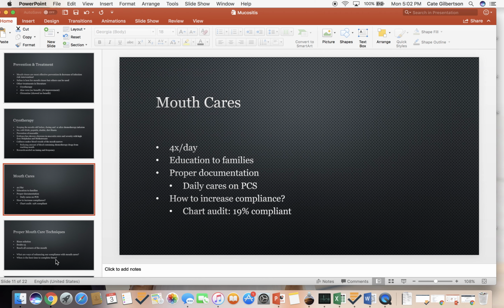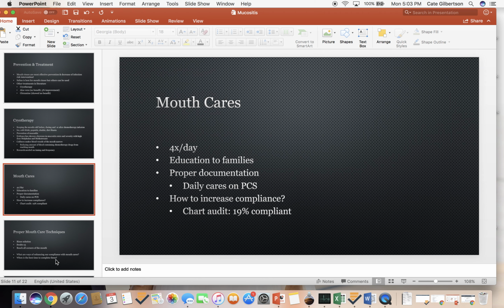We want them to think of these mouth cares as simply as they do washing their hands. It's something they would never not do. We want them to think of mouth cares the same way, that we always do 4 times a day. We're trying to decrease the severity. We're trying to decrease the spread of infection. So we really want to help our families understand why this is so important so that they can help their children also.